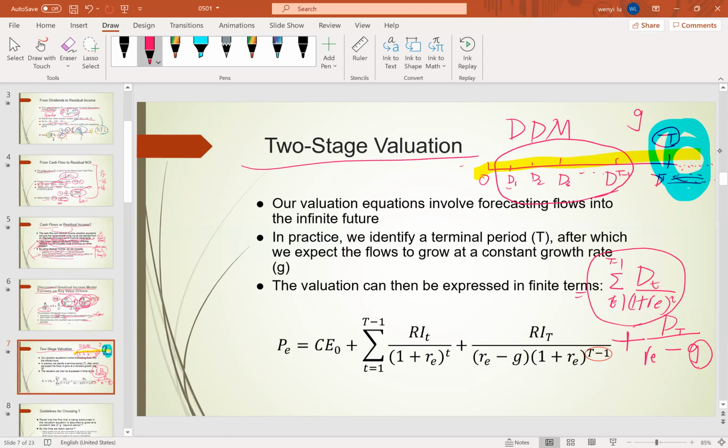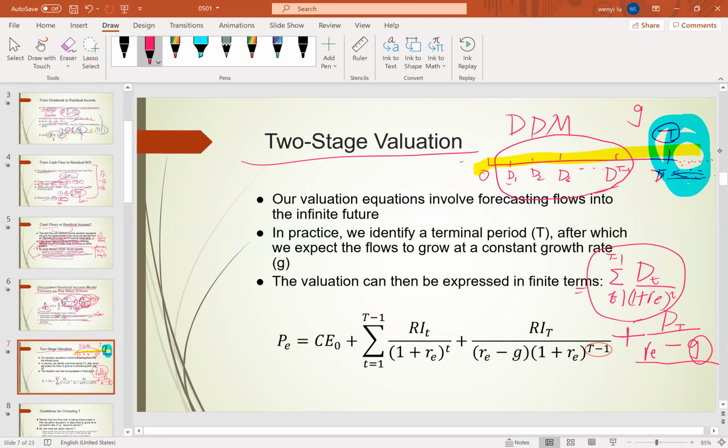For this part, which is something in the future, you will also apply the discounted value over 1 plus RE raised to time t minus 1, because this discounted value is actually solved at time t minus 1. So you will also discount to time 0, using 1 plus RE raised to the t minus 1. So basically, that's how we call this one as what?